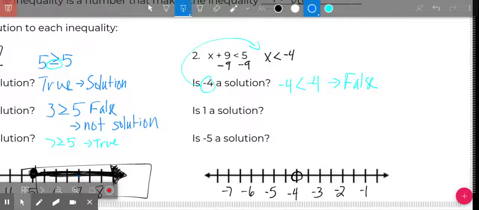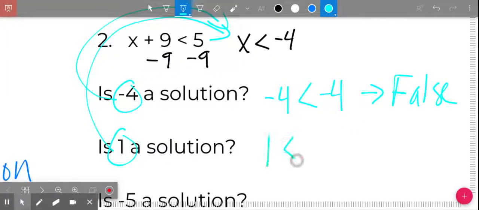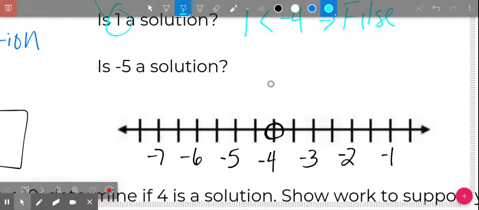Now we're going to do the same thing for the 1 and the negative 5 to figure out where we need to shade. We're going to take that 1 and plug it in, so I'll have 1 is less than negative 4. That's also going to be false, because positive numbers are always greater than negative numbers. So we're going to put a big F over the 1. Well, 1 would be way over here, so that'd be an F for false.